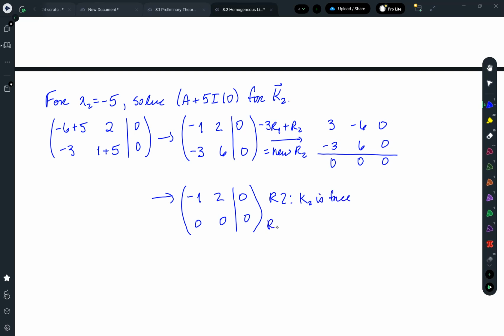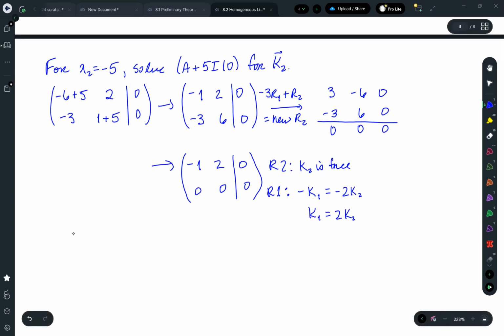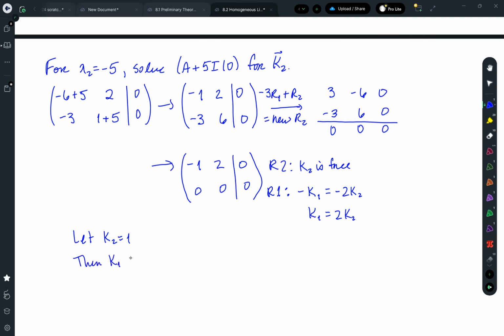Again, row 1 is saying -K1 is equal to -2K2. Or in other words, K1 is equal to 2K2. So I'm going to say let's let K2 equal 1, since it could be anything that we want. Then K1 is equal to 2 times 1, which is 2. So our K2 eigenvector will have components K1 and K2. K1 is 2, K2 is 1, and that's our eigenvector.